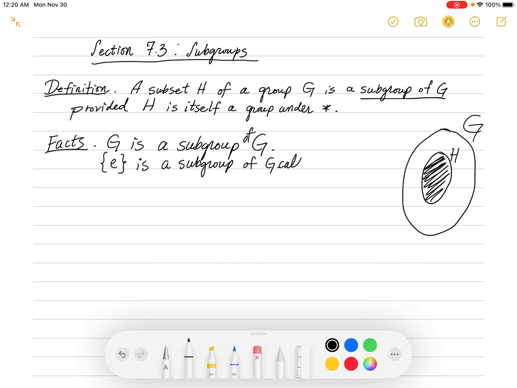This is sometimes called the trivial subgroup of G. So that's the name that we give just the identity element inside of a set. It's called the trivial subgroup.